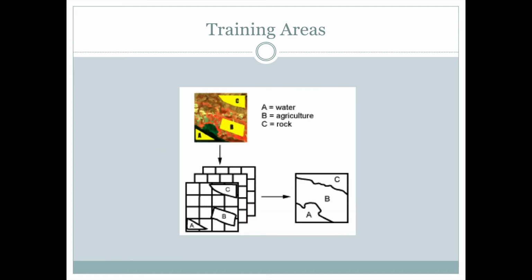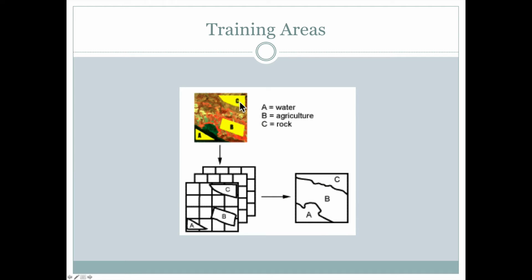So this is basically what we would do here. We would start with the entire image here, which is shown as this square outline. And then we would put little polygons around the areas that we know. We know that this area is A, maybe that's water. This is B, maybe that's agriculture, and this is C, maybe that's rock.